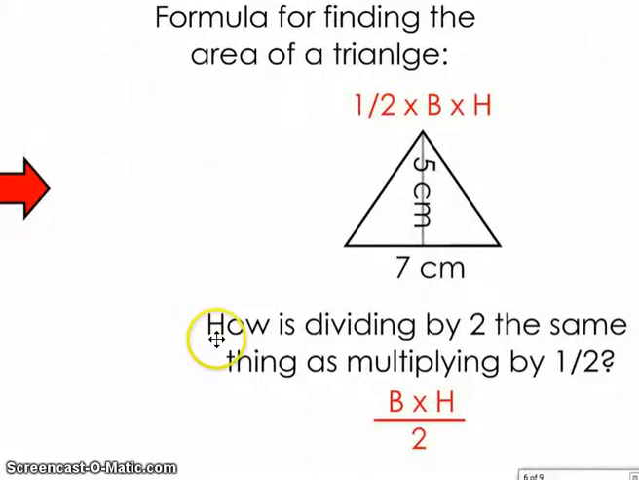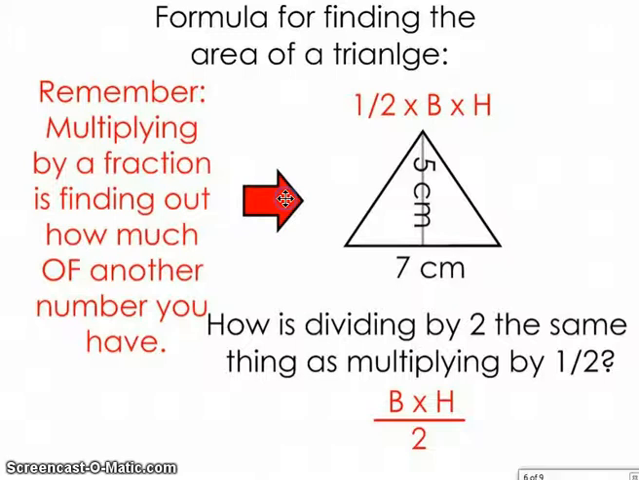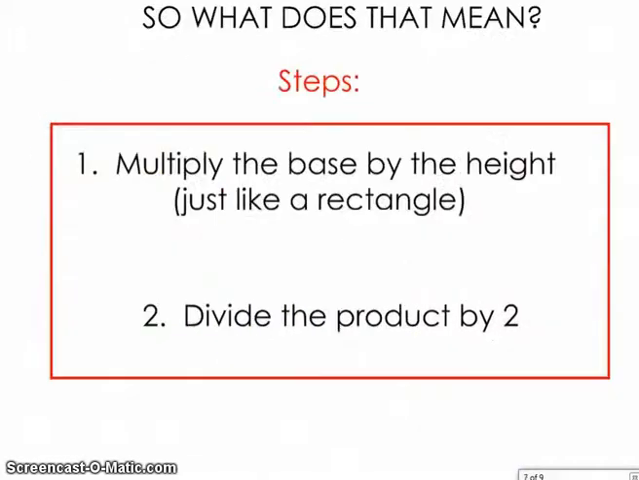Now down here it says, how is dividing by 2 the same thing as multiplying by 1/2? Okay, we take our base times our height and we divide by 2. Remember, multiplying by a fraction is finding out how much of another number you have. So, what does that mean?